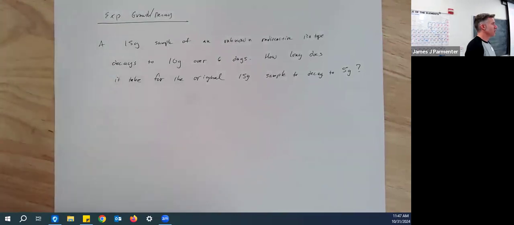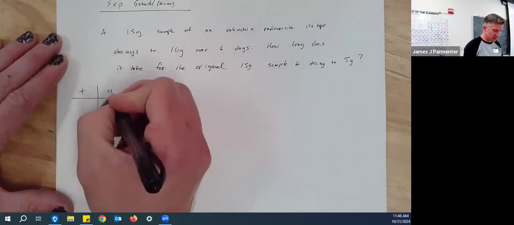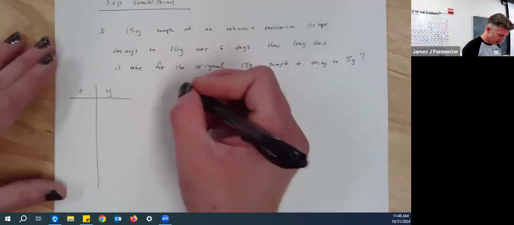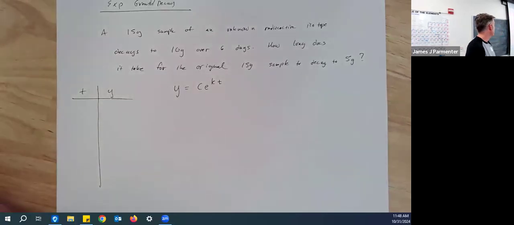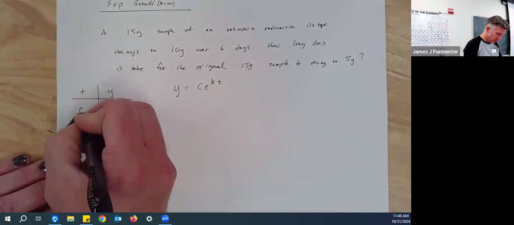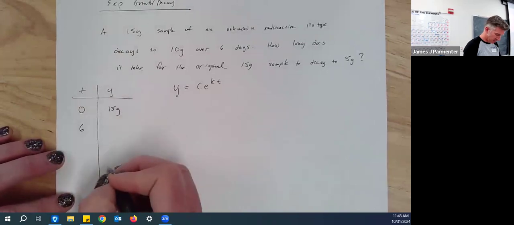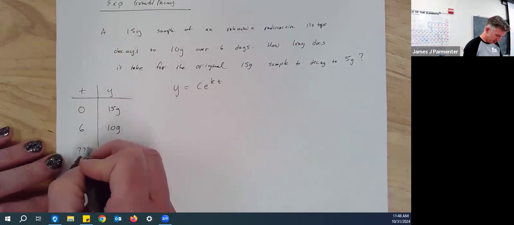Okay. So for exponential growth decay problems like this, I like to use a table, meaning I want to make a table of times versus amounts. And we definitely need to know that the model for exponential growth or decay looks like y equals c e to the kt. So in the beginning, there were 15 grams. 6 days later, there were 10 grams. And I want to know how many days it takes to get to 5 grams.